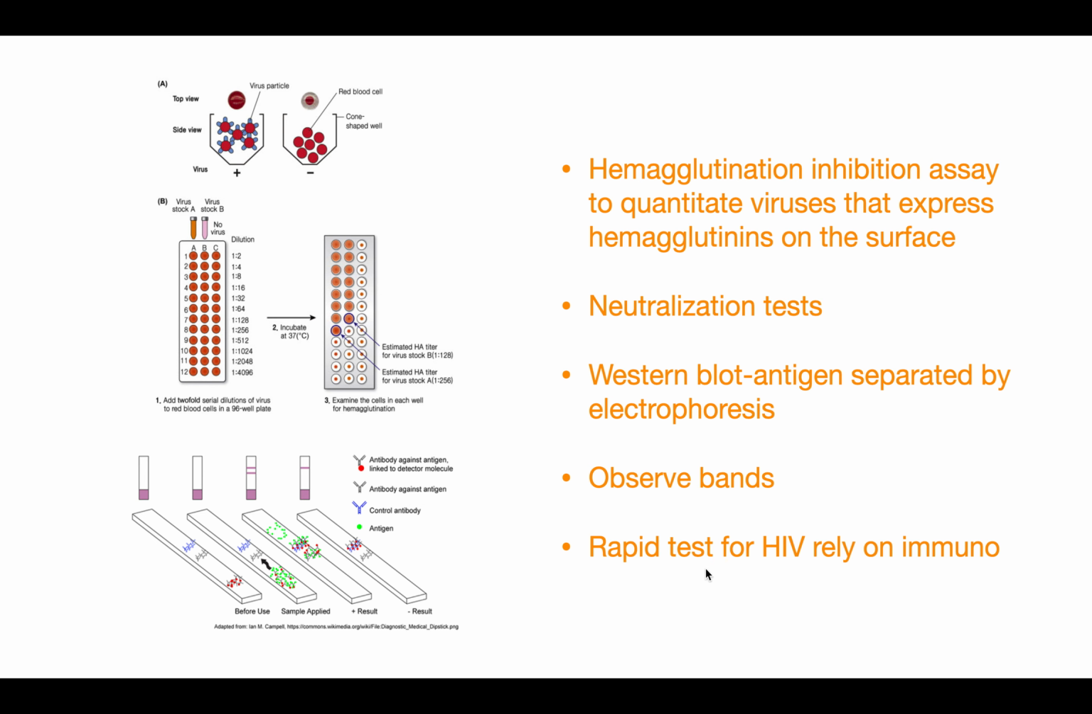The rapid test for the HIV and coronavirus, really, it's going to depend on the immunocomplexes, so it's going to depend on the antigens and the antibodies.